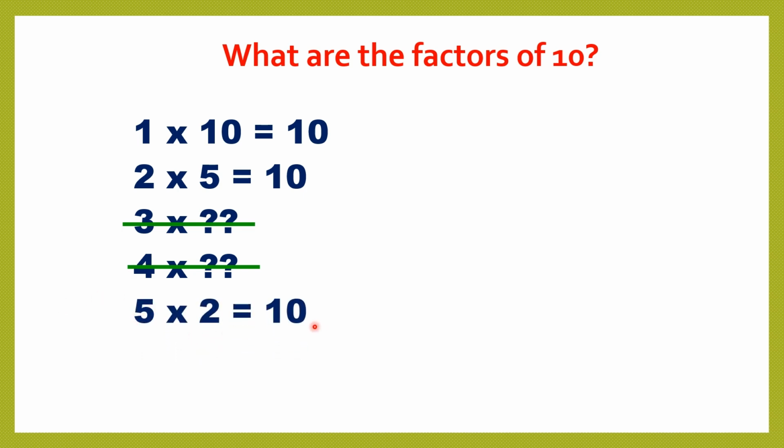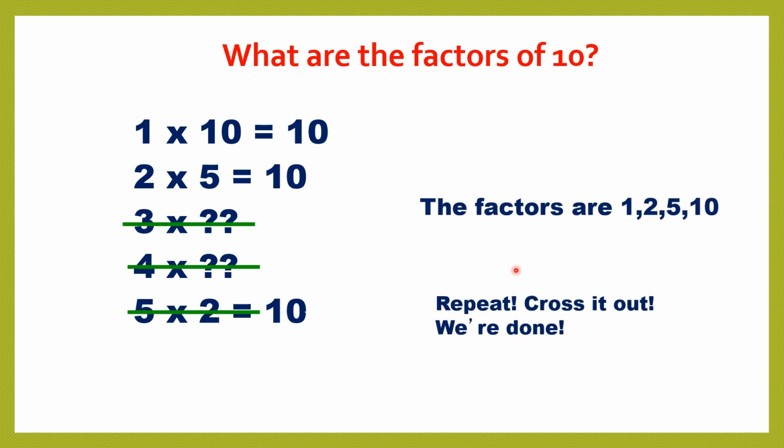5 into 2 is 10. But can you see 5 is already there, 2 is already there. So you don't have to repeat it. Strike that also off because you don't have to write it. Factors are 1, 2, 5 and 10. So start with 1, go to 2, 3, 4, 5 till you get this number back. You keep on saying it.